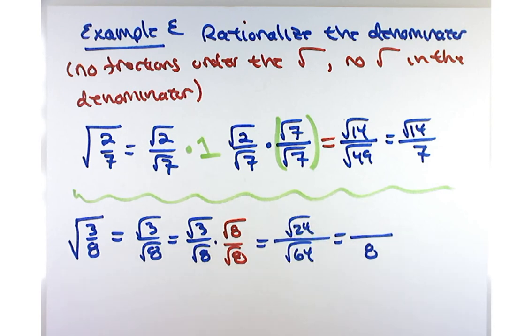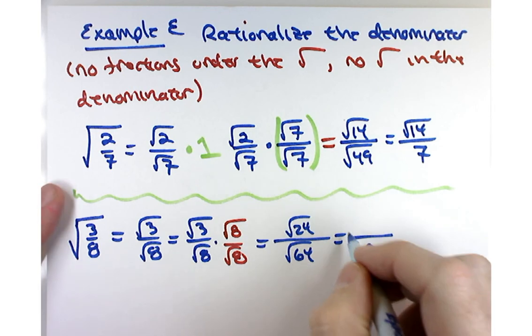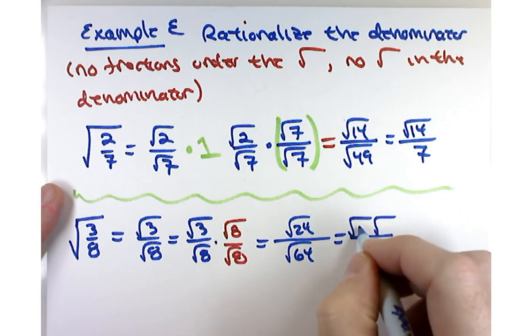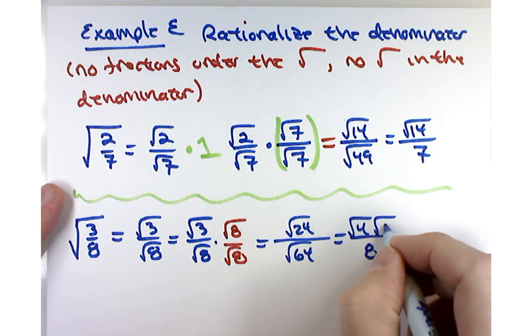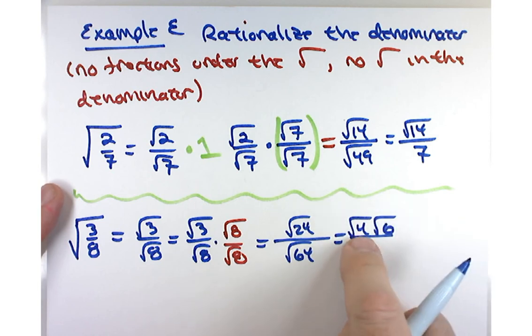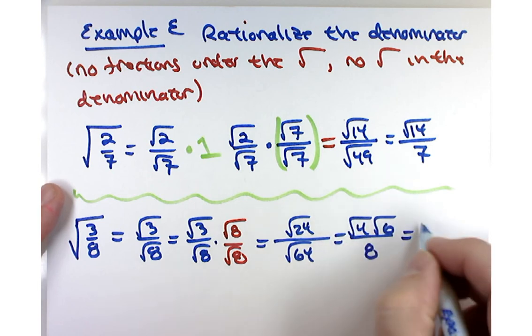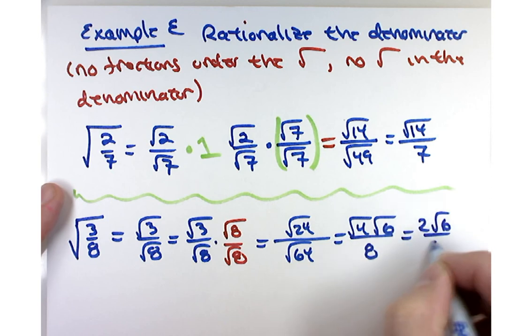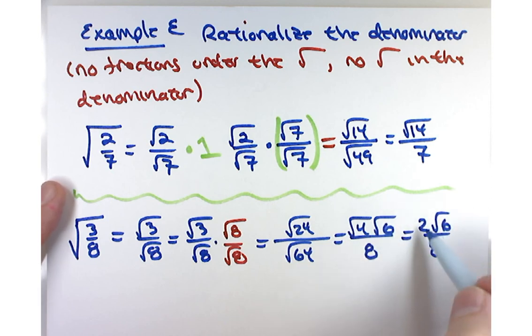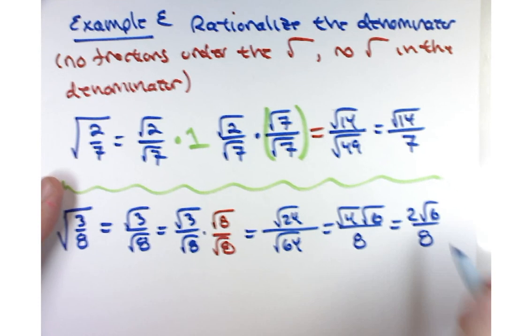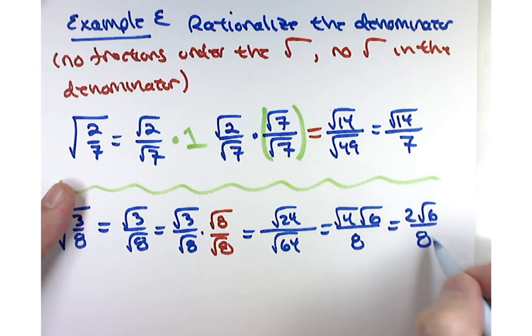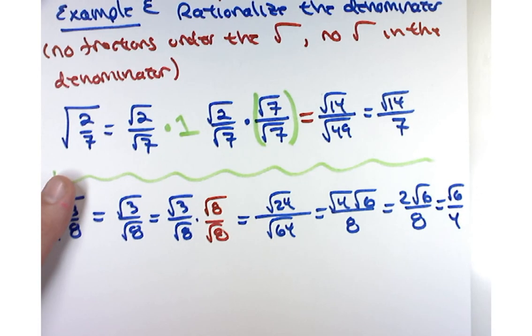Sterling? I broke it out into 4 and 6. All right, good. So it's square root of 4 times square root of 6, which is 2 times the square root of 6, like you mentioned. Because everything is being multiplied in the numerator and in the denominator, I can cancel the 2 into the 8. Square root of 6 over 4. That's my final answer.